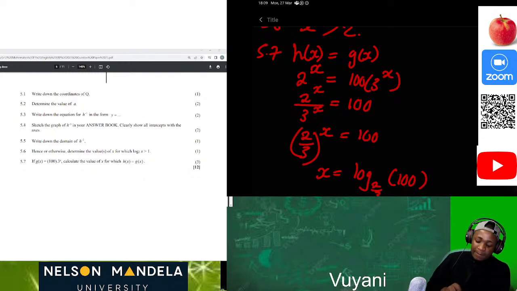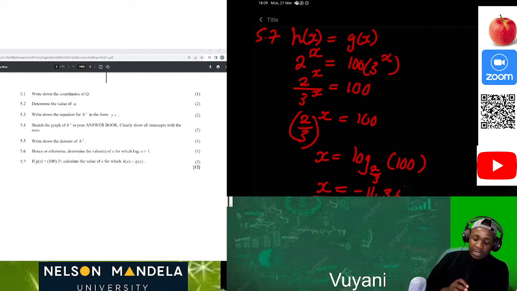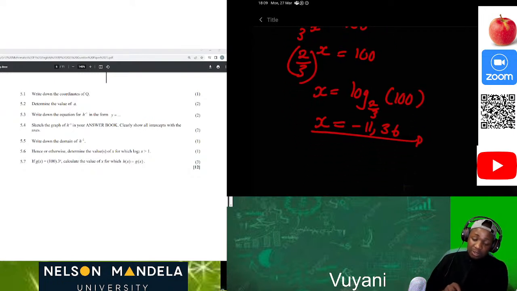Then 2x to the power divided by 3 to the power x equal to 100. Then we made x, as we can see, to be on top. Then everything was good and super good. So our x value will be equal to negative 11 comma 36.